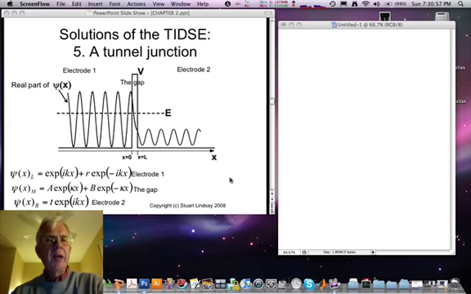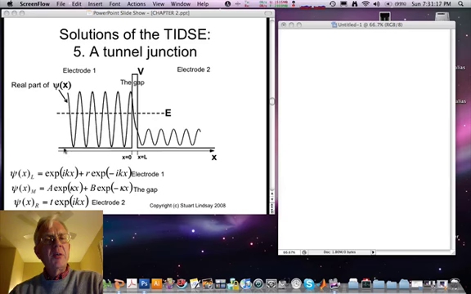So now we come to the last of our simple one-dimensional solutions of the Schrödinger equation. It's a little more technical than the others, so the details are left to the homework problems. But let me sketch the solution of the one-dimensional tunnel junction.